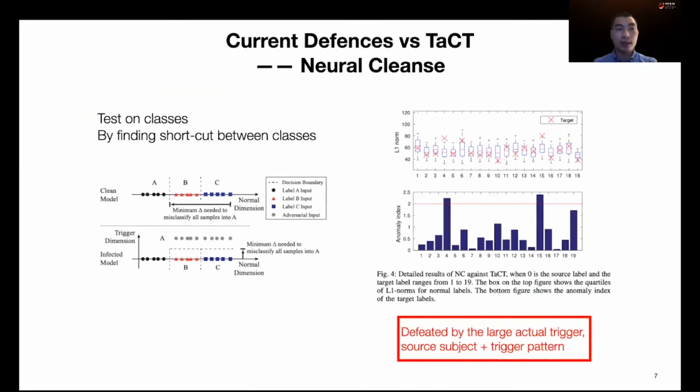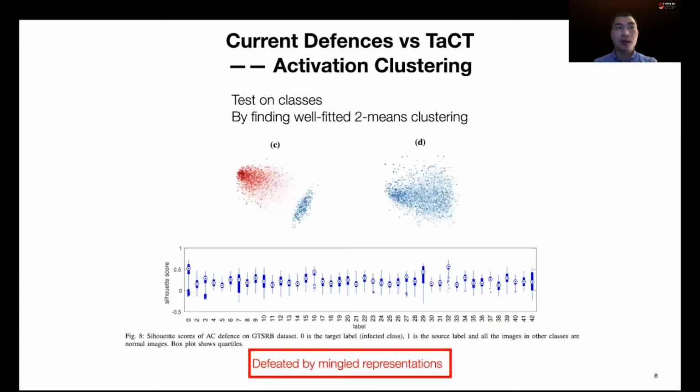Next, I will demonstrate that our TaCT can defeat several existing defenses designed for backdoor detection. The first one is Neural Cleanse. It tests every class and checks whether a small pattern fitted on images will cause the images to be misclassified as belonging to the tested class. The bigger trigger nature of our TaCT will pass it. The second one is activation clustering. It tests every class and checks whether the representations of each class can be clustered into two non-overlapping groups. The representations of our TaCT defeat it.